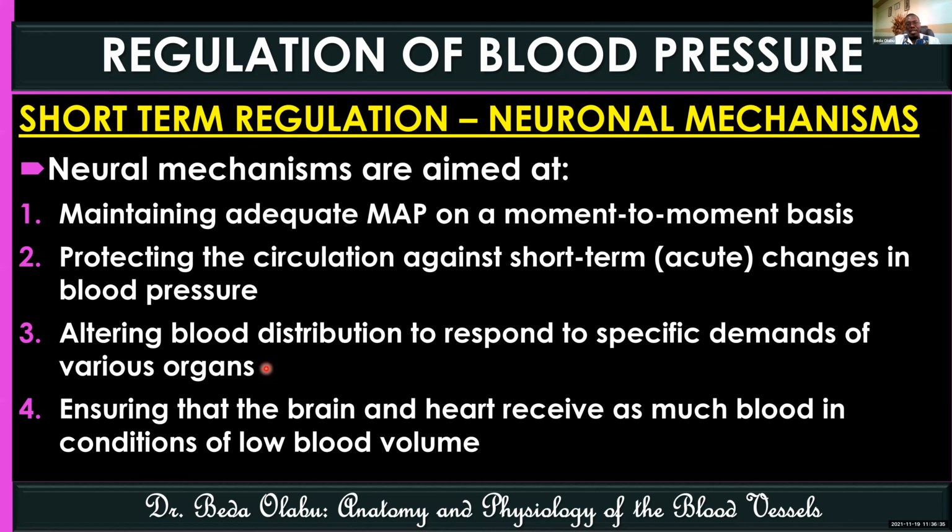But one last thing I want to say about these neuronal mechanisms is that they ensure that there are some two vital organs that receive as much blood as possible in low blood volume conditions. In conditions where the blood volume is low, maybe you've bled or you're anemic, they ensure that the brain and the heart are still favored either way. That's the role of neuronal mechanisms.